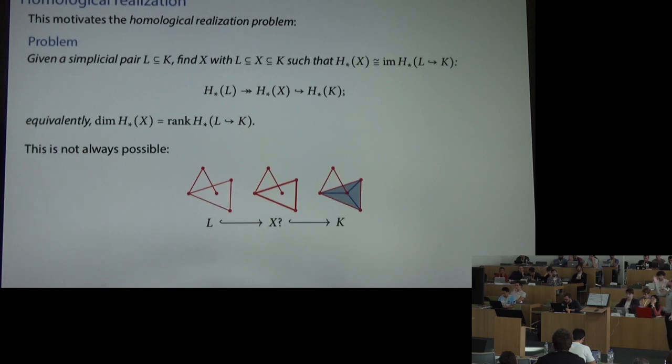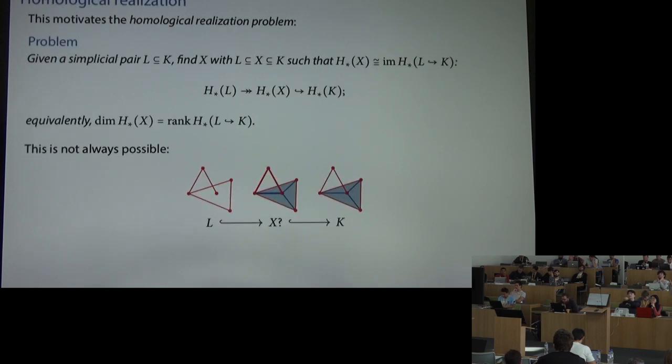I have to fill this hole in L. I have only one way to fill it using simplices from K. Namely, I have to include the three triangles. And here's the problem with that. The triangles have edges. The dimensions are not independent. So I can't include the triangles without also including the edges.